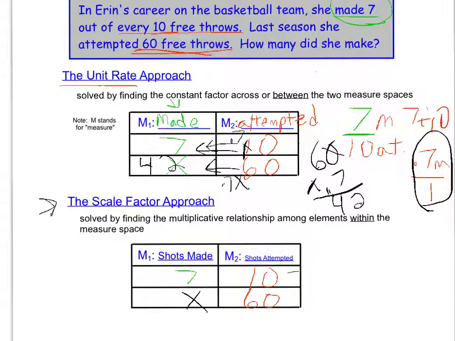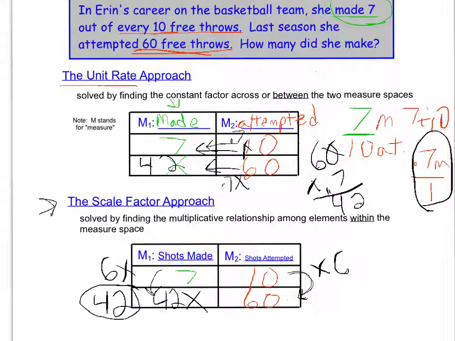You say, what are you multiplying the 10 by to make the 60? So what do we multiply 10 by to make 60? We multiply it by 6. So whatever I do on the right, I'll do on the left. So I am going to multiply the 7 by 6. So 6 times 7 is 42. And so I get the same answer, but I got it a different way.